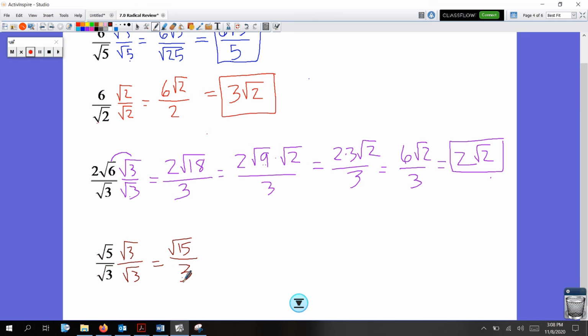It doesn't simplify. Do not try to simplify within. 3 is a whole number, and root 15 is a radical. So they are not like terms. You cannot go in here and simplify that. This is it. This is as far as it goes. So that's not too bad. All right, let's look at one more example.